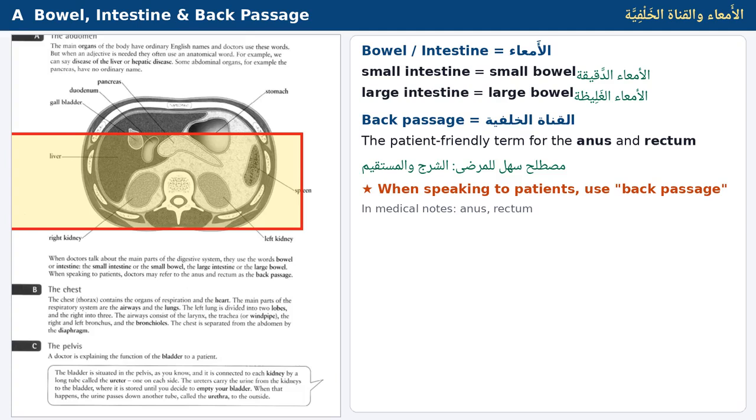So in medical notes, we write anus and rectum. But when talking to patients, we say back passage. This is the same rule from Lesson 2. Remember, armpit with patients, axilla in notes. Chest with patients, thorax in notes. Same idea here. Ordinary name for patients, anatomical term for notes.